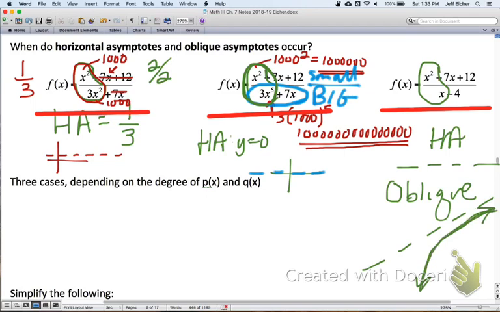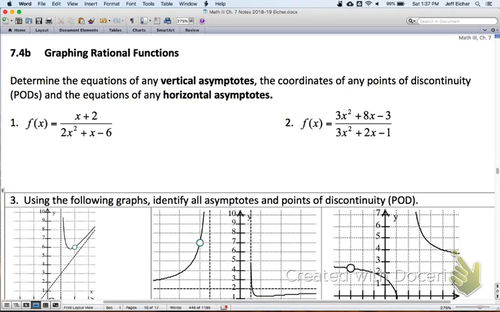So we'll be talking more about that, but it's important that you can identify the equation of the horizontal asymptote. So let's go back to that first page of today's lesson and check out those questions. What I would like you to do is answer questions number 1 and number 2. You'll need to factor in both of the questions, factor the trinomials, and then determine the equations of the vertical asymptotes, the points of discontinuity, and the horizontal asymptotes. So pause this video and answer number 1 and 2.